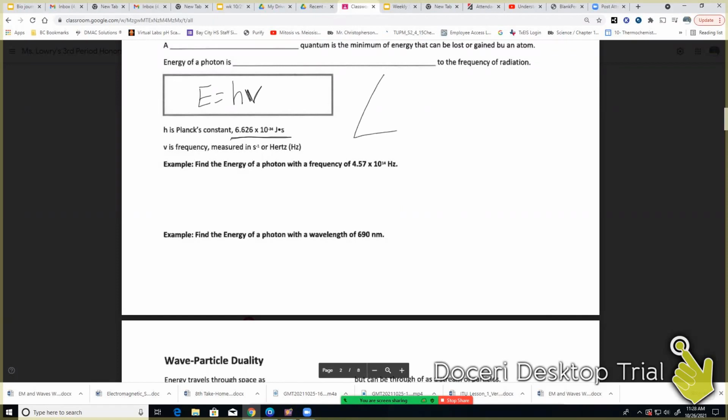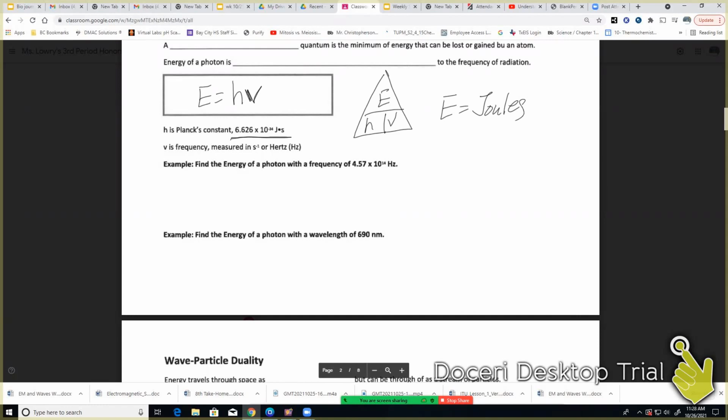And once again, we can put it in our little triangle: E, h, v. And the units for energy are joules. So if we're figuring that out, then we'll end up with joules on that one. All right, so let's look at a couple of those.